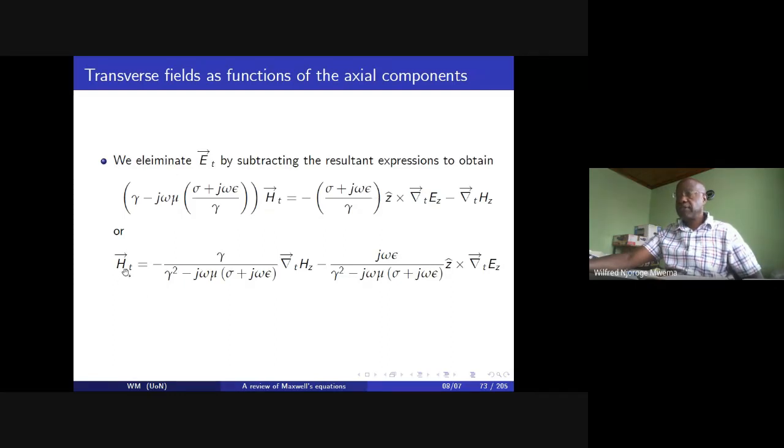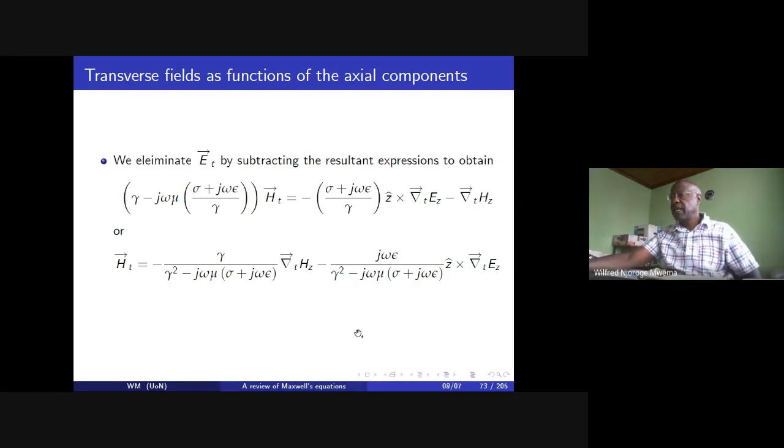We get that H_t is equal to minus gamma by kc squared, the transverse gradient of H_z, minus j omega epsilon, minus j omega mu over kc squared, and the z cross the transverse gradient of E_z. And therefore, the objective we were looking for is to express E_t and H_t in terms of the axial field components alone.